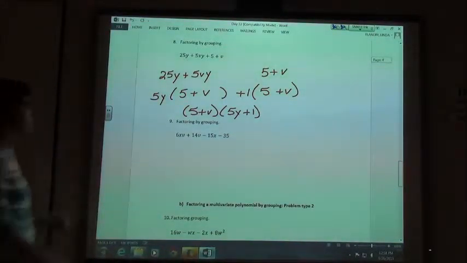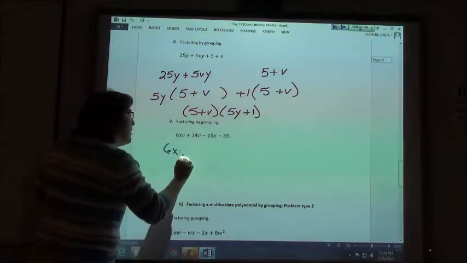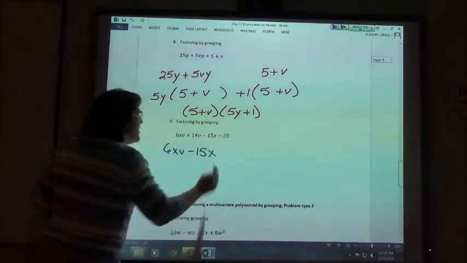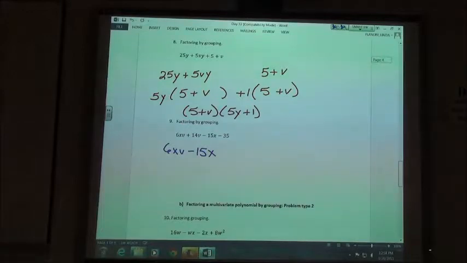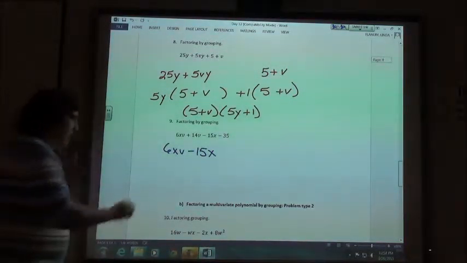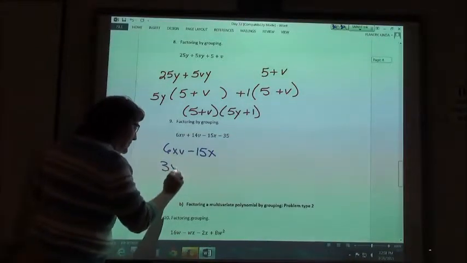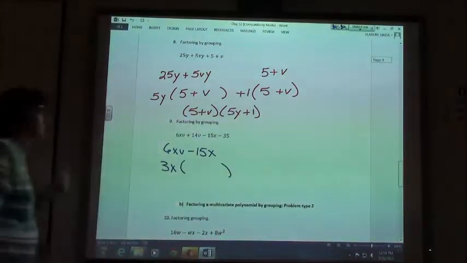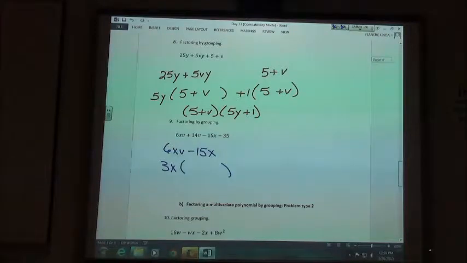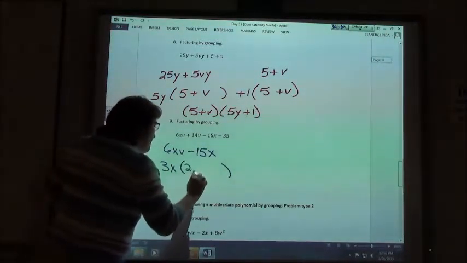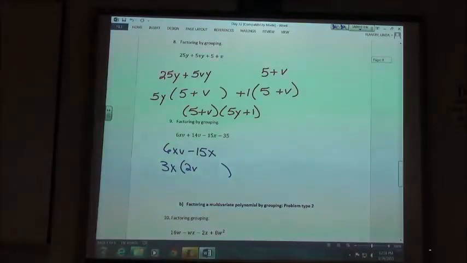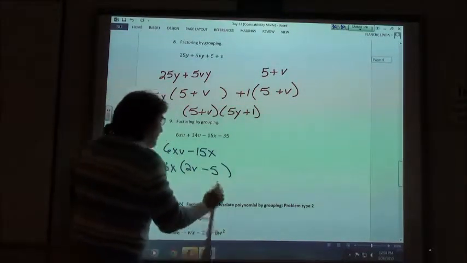6xv minus 15x. Okay, she says, let's put the 6xv with the minus 15x. So my greatest common factor there would be 3x. So if I take 6xv and I divide it by 3x, I would get 2v. And if I take negative 15x and I divide it by 3x, minus 5.